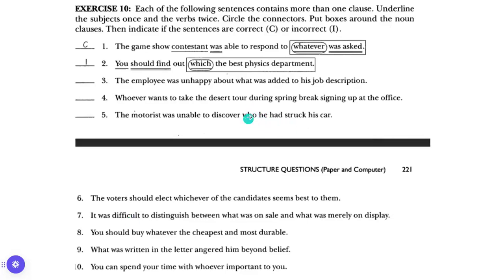Who he had, because we already have the who. The who is the subject of the clause. Number 6, correct. Number 7, correct. Number 8, incorrect. It is missing a verb, which could be whatever is. Number 9, correct. Number 10, incorrect. It is missing a verb, which could be whoever is.